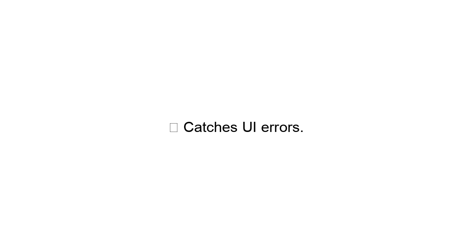Catches UI errors. 92. What is HOC? Higher order component. 93. HOC example use case. Authentication wrapper. 94. What is render props? Sharing logic via function props. 95. What are portals? Render outside parent DOM.